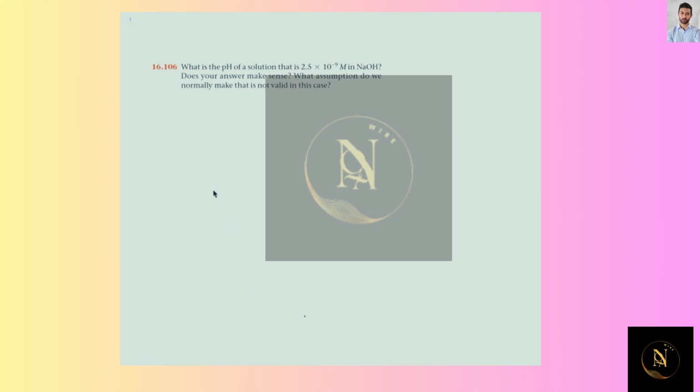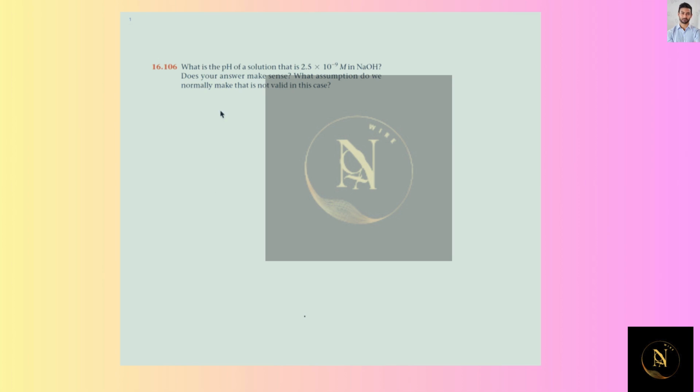Chapter 16, Problem 106 from Chemistry, the Central Science. The question is asking, what is the pH of a solution that is 2.5 times 10 to the negative 9 molarity in NaOH? Does your answer make sense? What assumption do we normally make that is not valid in this case?